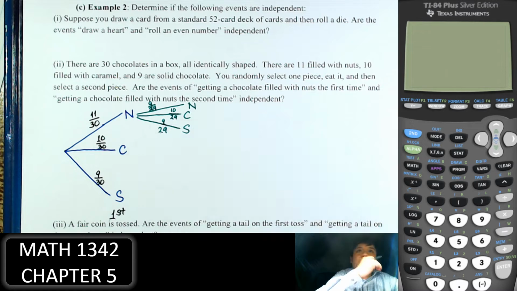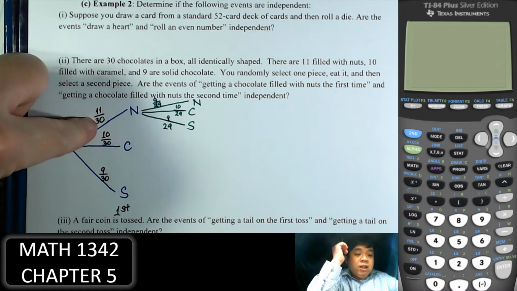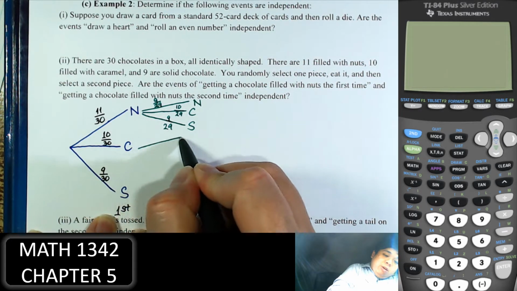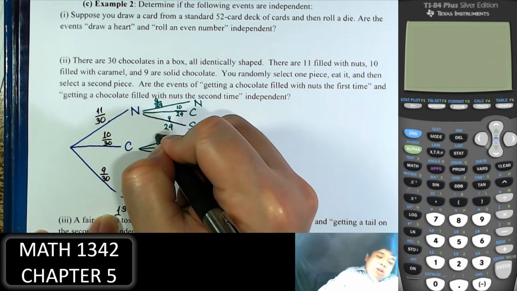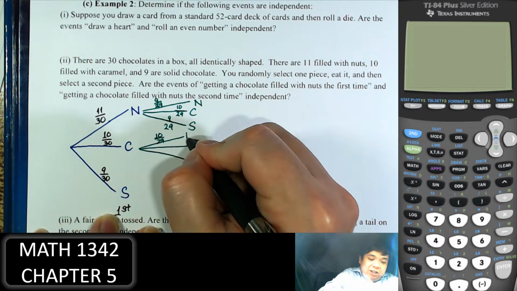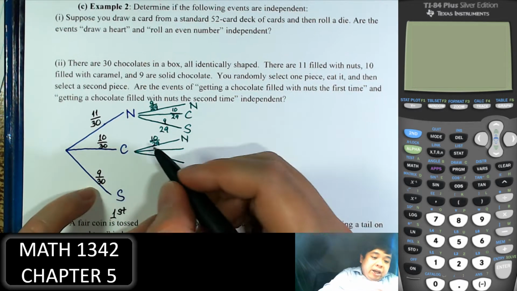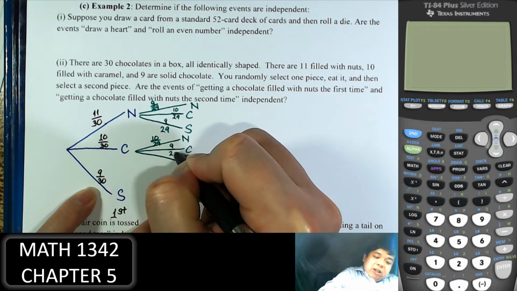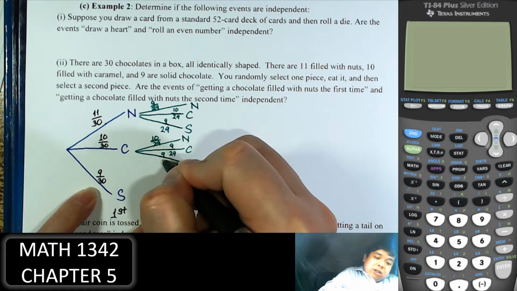So it depends on what we have in the first one. The first one getting a nut is 11 out of 30. The second one getting a nut depends differently on 3 different scenarios. Now, if the first one is caramel, we still have 11 nuts out of 29 chocolates. If the first one is caramel, we only have 9 left out of 29. If the first one is caramel, we still have 9 solid out of 29.